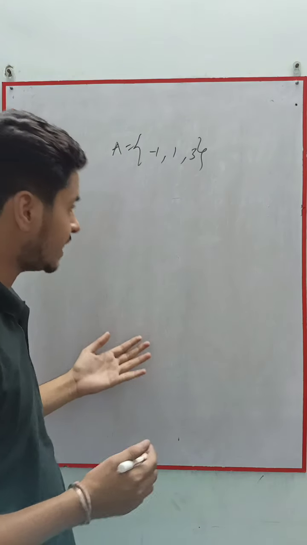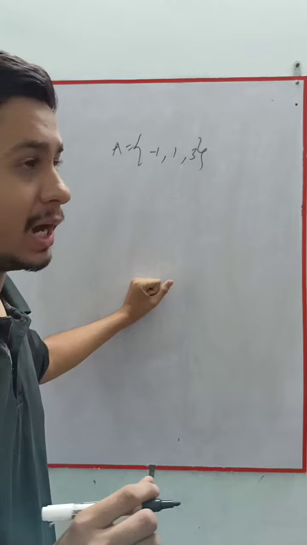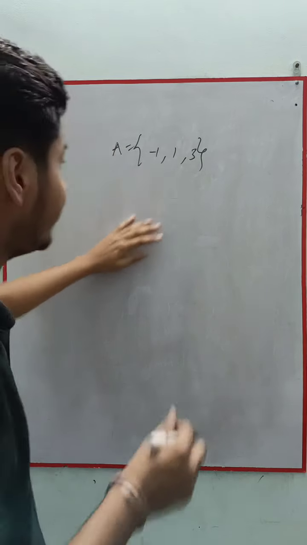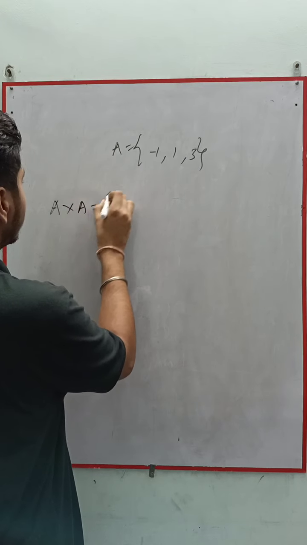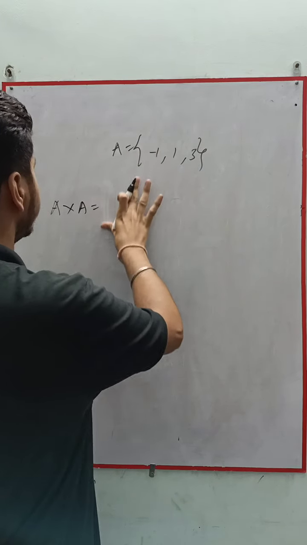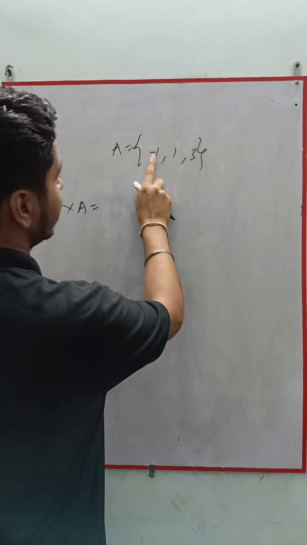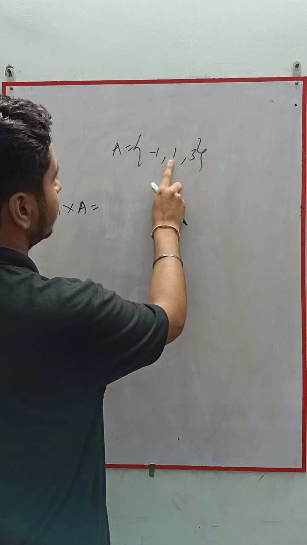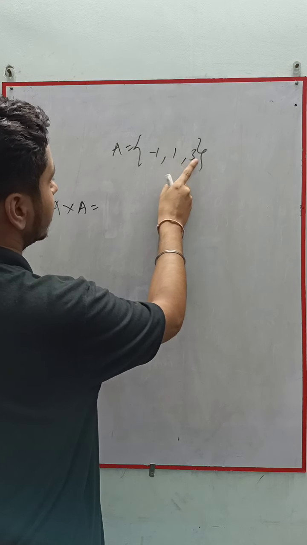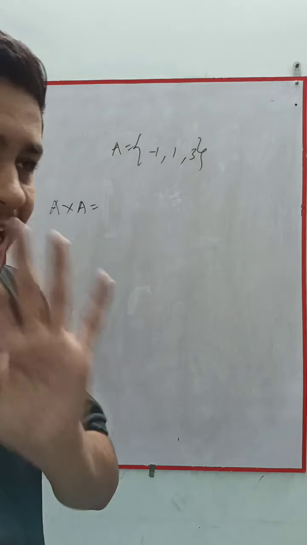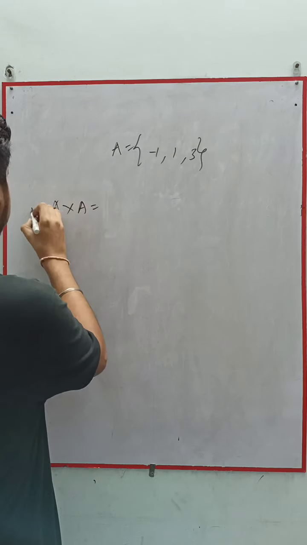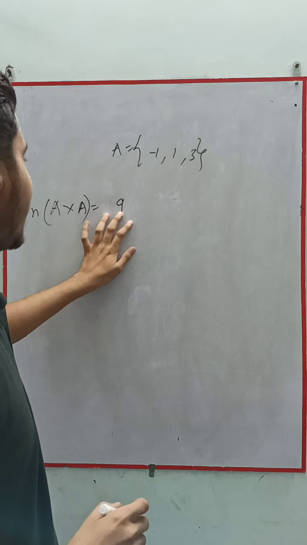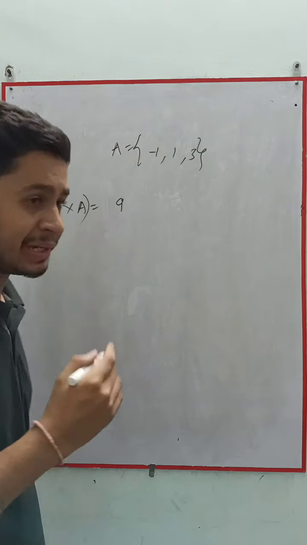What is the meaning of this statement? For this we need to use one formula. But before using the formula, first let's see how many ordered pairs we can get. Using the Cartesian product, how many ordered pairs will we get here? So you can say (-1,-1), (-1,1), (-1,3), again (1,-1), (1,1), (1,3), then (3,-1), (3,1), (3,3). So like that 9 ordered pairs. So the number of ordered pairs will be 9.